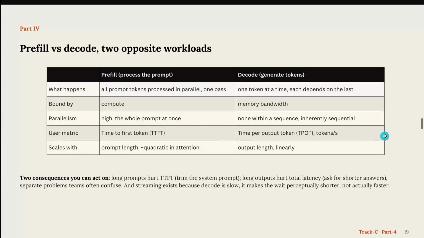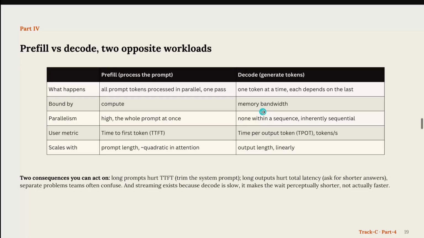So prefill versus decode. Prefill is more like training, where you are taking the prompt and processing it, setting the context. Decode is where you actually generate the tokens. Here all the prompt tokens are processed in parallel, in one pass. So compute is the limitation here, whereas in token generation, memory bandwidth is the limitation, because you're only passing one token at a time, only one token is being generated. Here it's memory bandwidth. Compute is being wasted here, I would say.